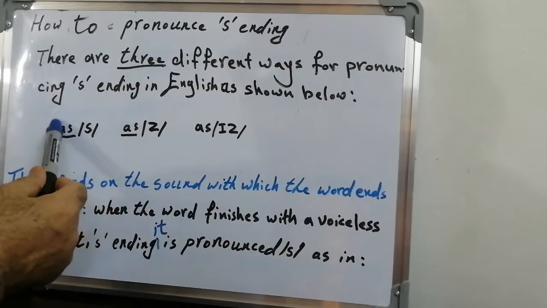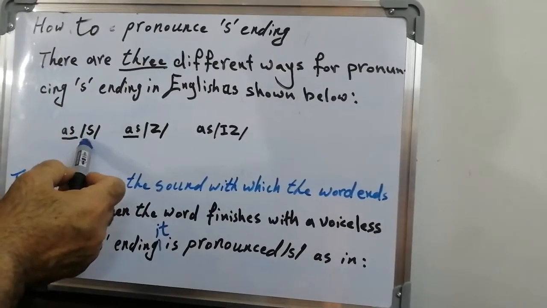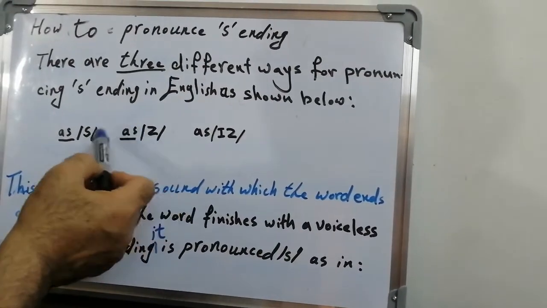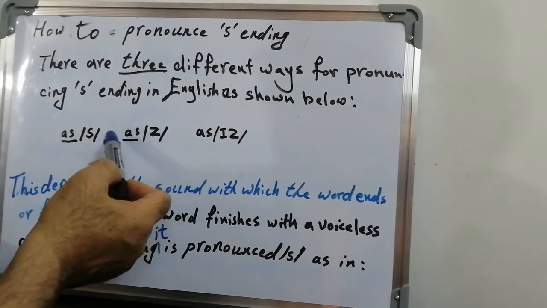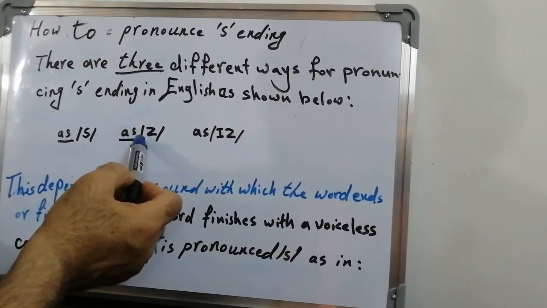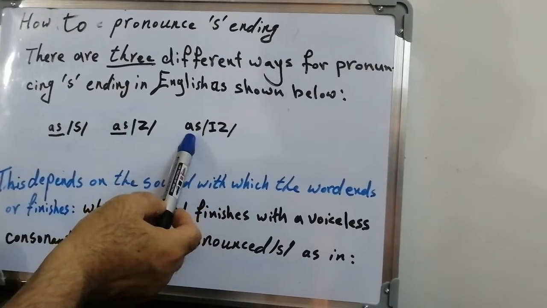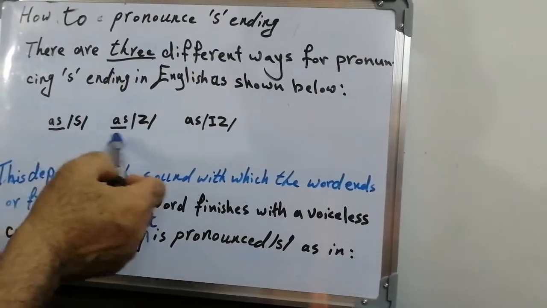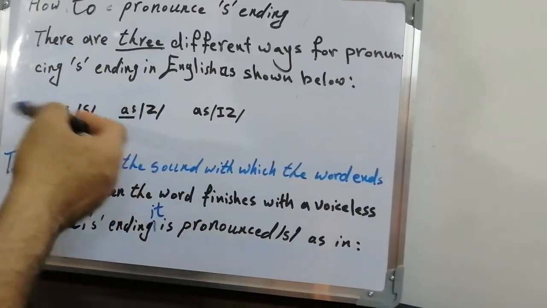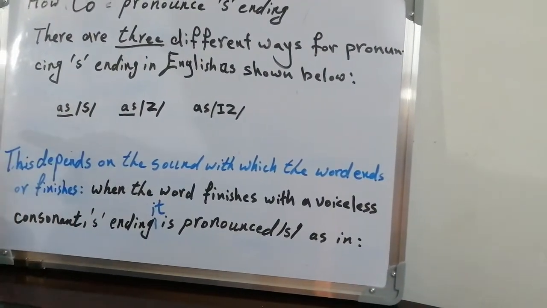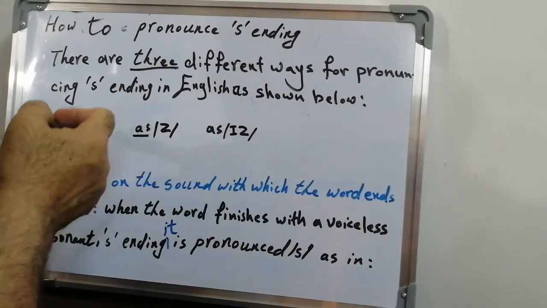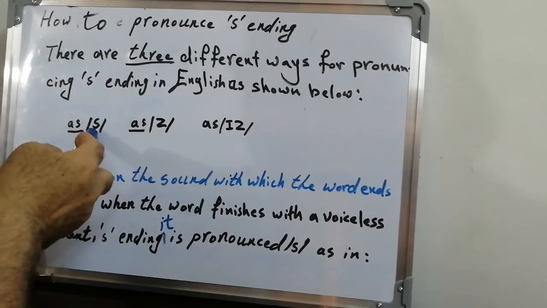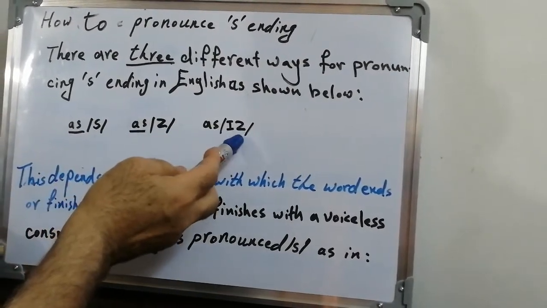The S we added. Sometimes we pronounce it as /s/, and sometimes we pronounce it as /z/. We add S, but we pronounce it as /z/. Or sometimes we pronounce it as /iz/. Now, what does this depend on? I mean, it is very important to know what determines how you pronounce S as /s/, or as /z/, or as /iz/?